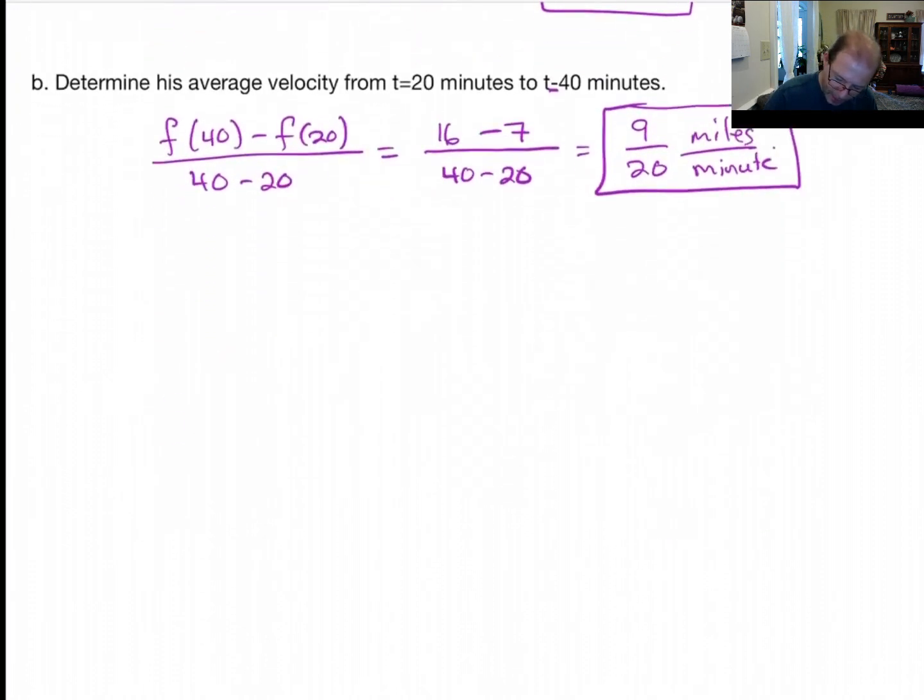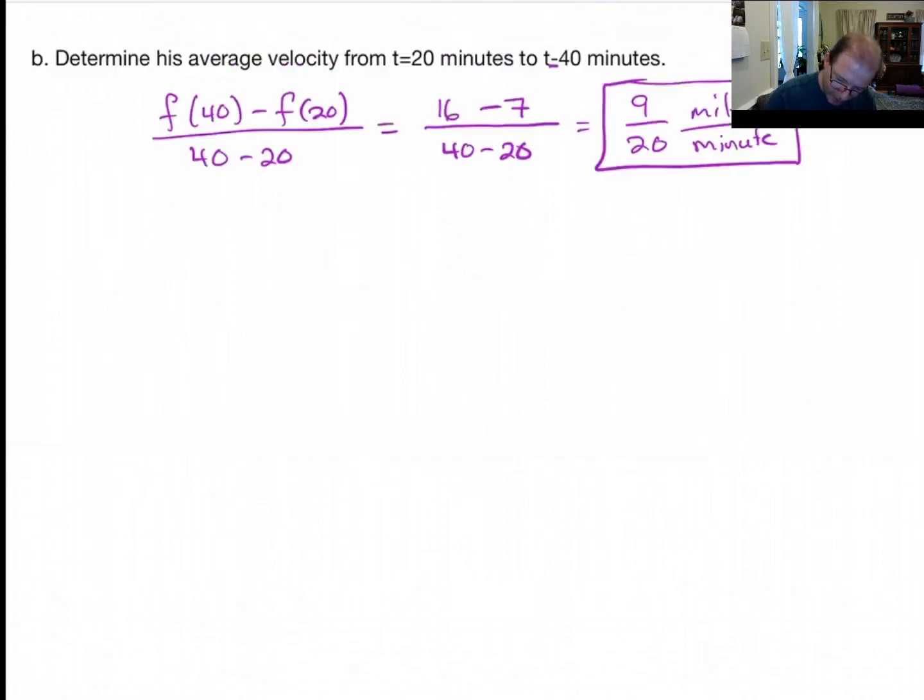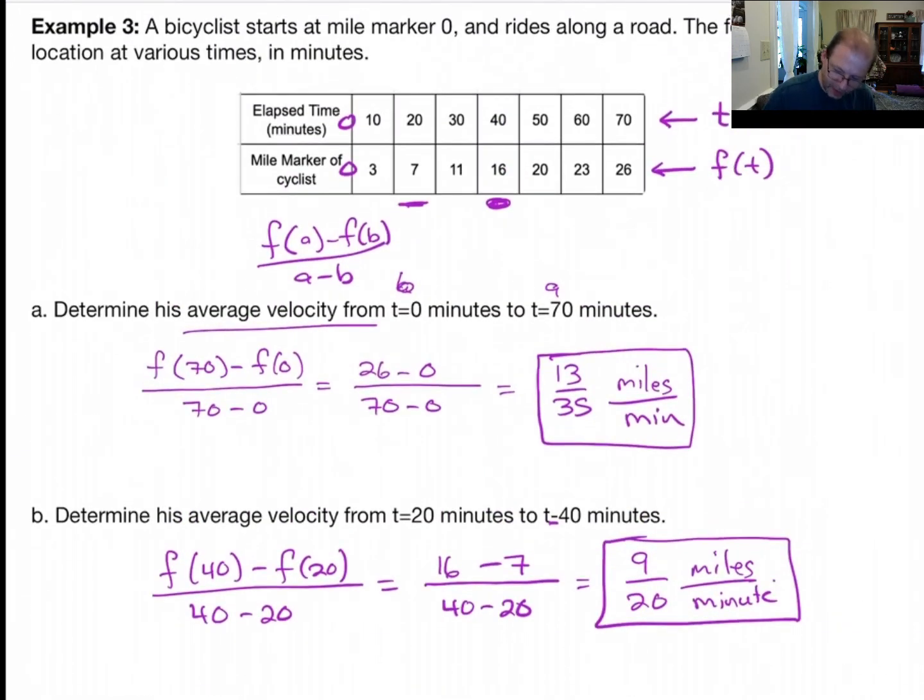All right. And that's it, I believe, for examples of average velocity.